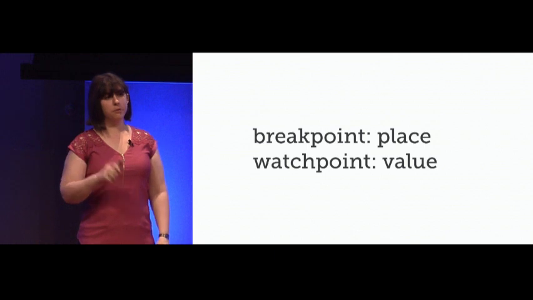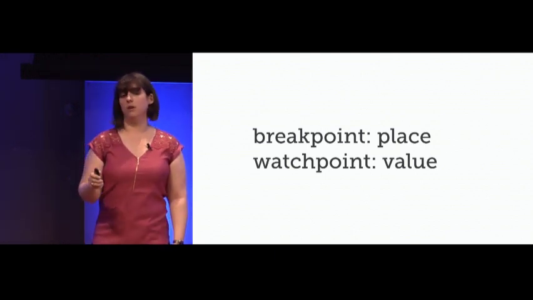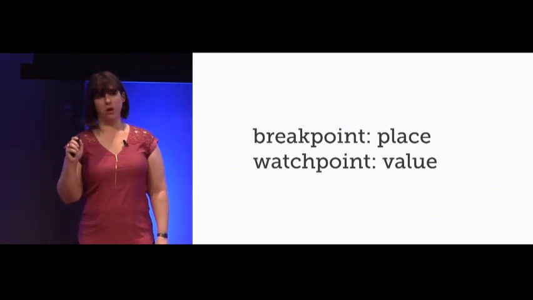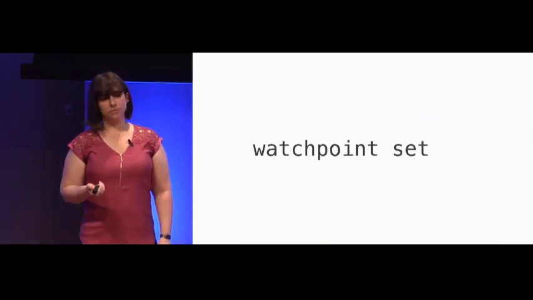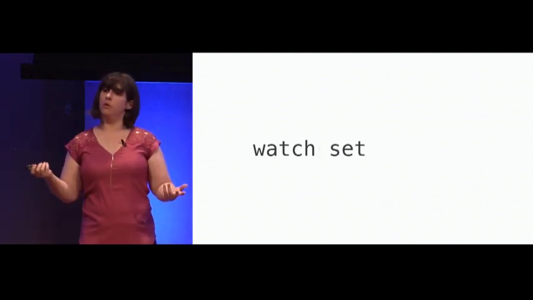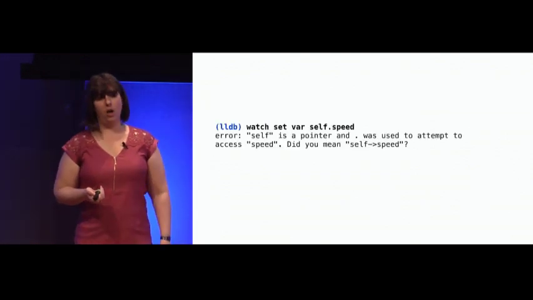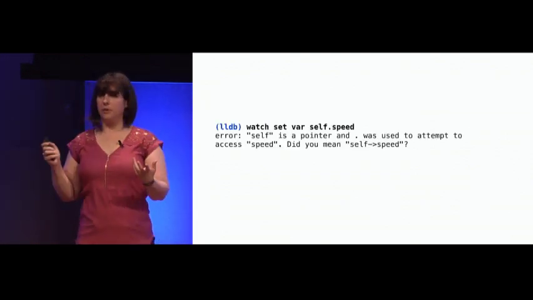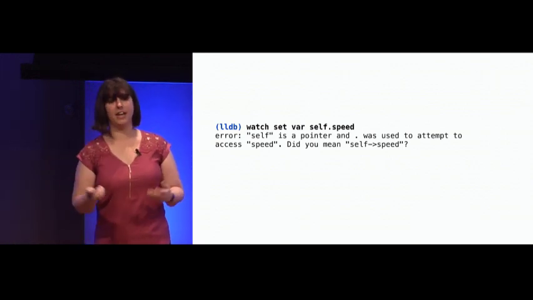If you think of a breakpoint as pausing the execution of your program in a specific place, a watchpoint is pausing your program at a specific value of an object. What does this mean? So you want to set a watchpoint. Again, watch set, watchpoint, watch, a little bit easier to type. So in this case, I want to check out my speed because for some reason it's going 1,000 miles an hour, which is really, really fast.